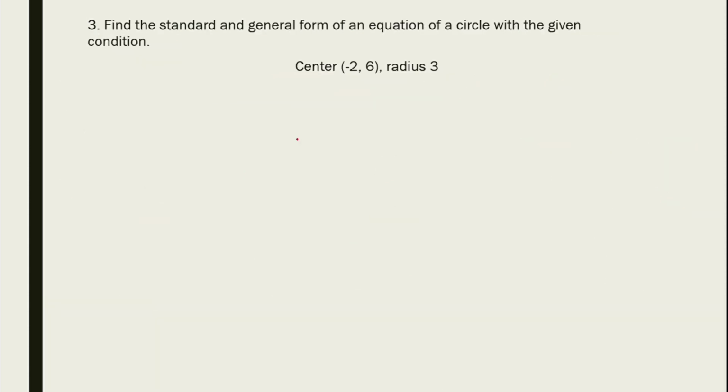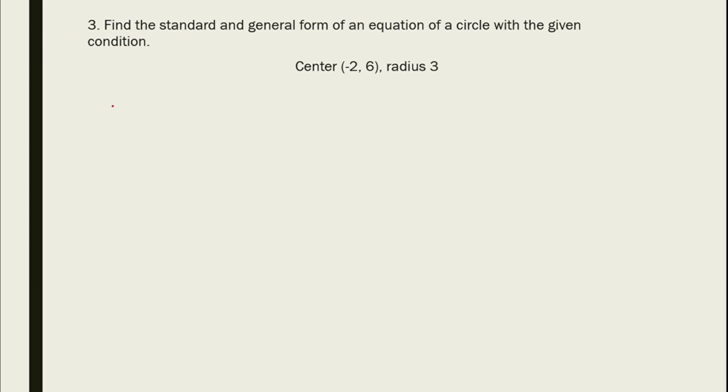Next, in number 3, find the standard and general form equation of a circle with the given condition. We have here the center at negative 2 and 6, and the radius is equal to 3.